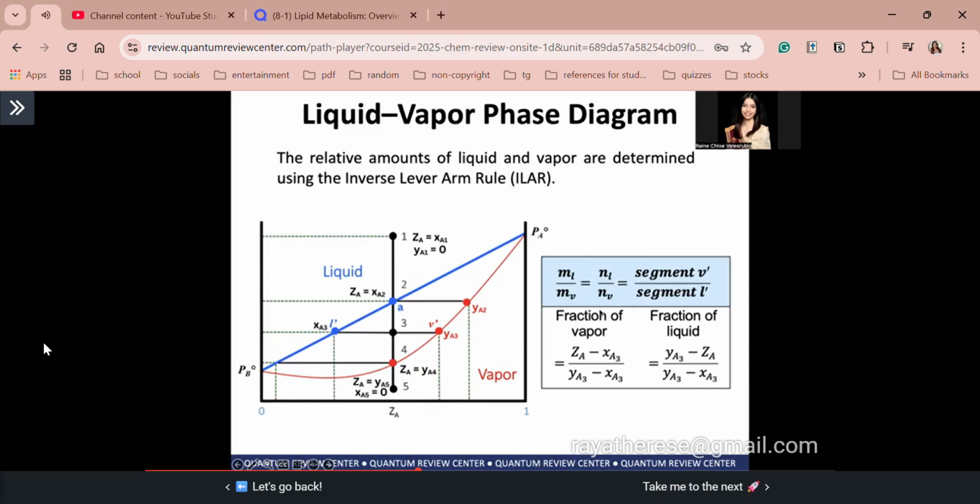So in relation to the lever arm rule, we can also calculate the fraction of vapor through this equation: ZA minus XA3 divided by YA3 minus XA3.